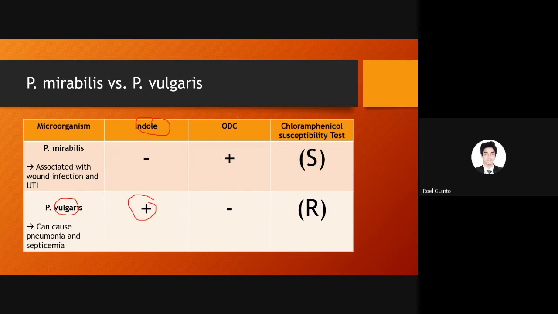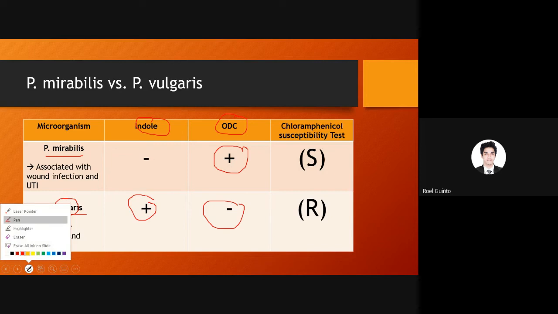P. vulgaris. ODC, positive P. mirabilis, negative P. vulgaris. In chloramphenicol testing or in susceptibility testing, mirabilis is susceptible and vulgaris is resistant. Tatandaan natin yung kanilang mga laboratory tests. Next. And bago pa natin i-move sa next slide, so tandaan lang natin, mirabilis associated in wound infection and UTI, while vulgaris can cause pneumonia and septicemia.